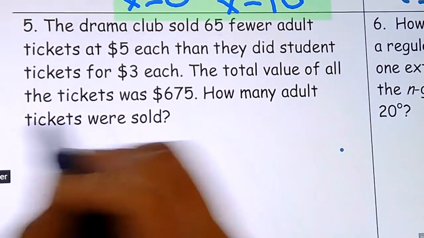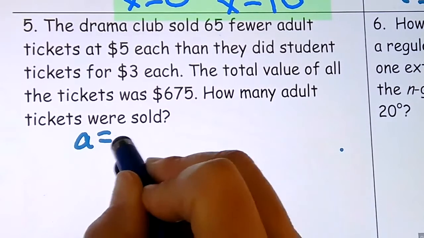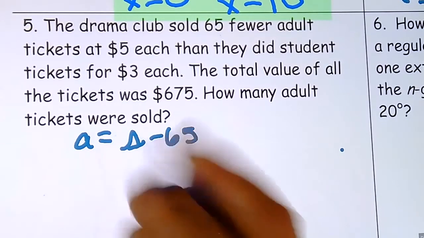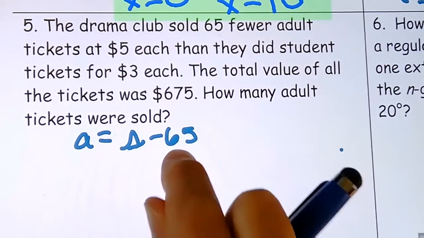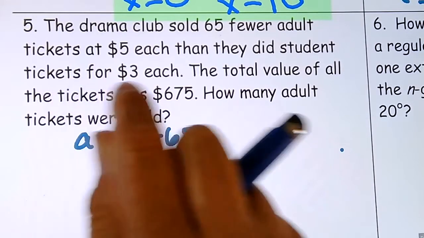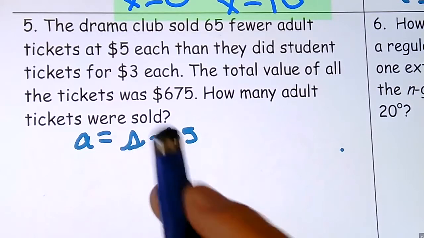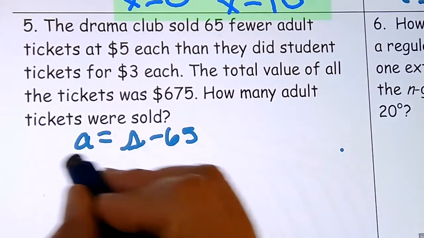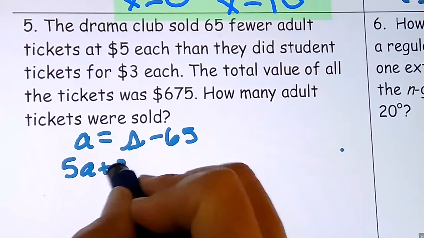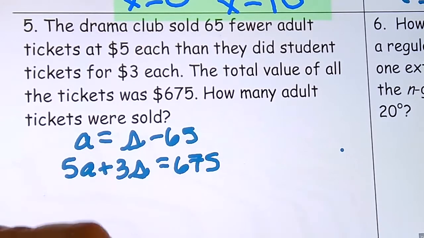Let me do it with adults. I know I have less adults, 65 less. So if I take my students minus 65, that's going to give me my adults because I have 65 less adult tickets than student tickets. Then I'm going to write an equation here with money. $5 for each adult, $3 for each student. So I'm going to have 5 for each adult plus 3 for each student, and that's 675 total.